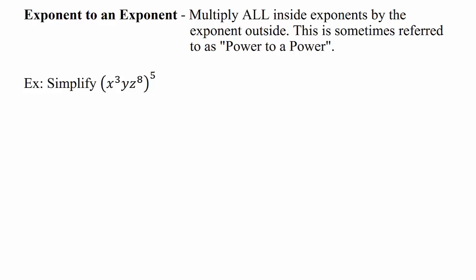So extending that to this example here, I have an exponent on the outside, and other exponents are being raised to that. So I'm going to copy these down and I'm going to multiply all the exponents by the outside. So on x, 3 times 5 is going to be 15. On the y, remember if there's no exponent, there's a hidden 1 there. So 1 times 5 is 5. And then finally for the z, 8 times 5 is going to be 40.